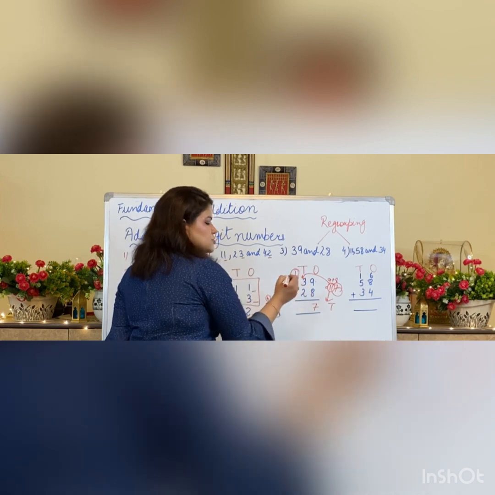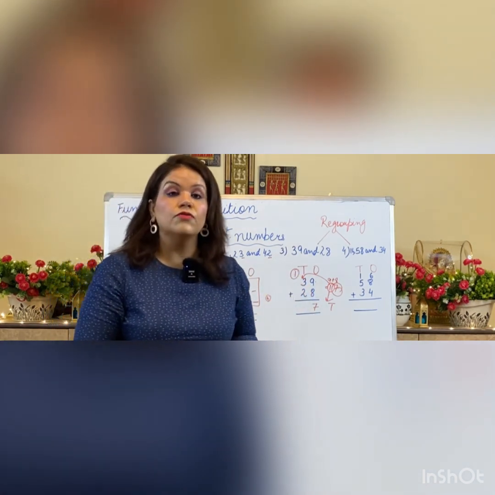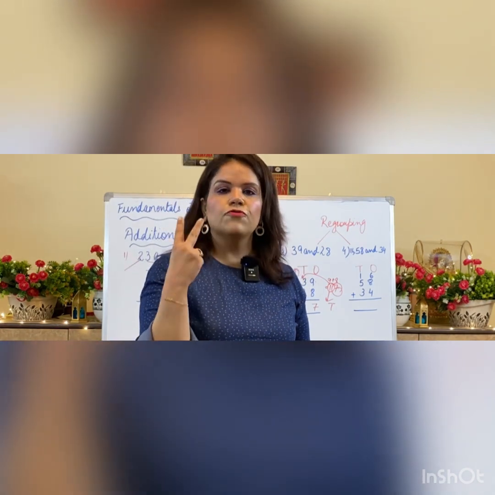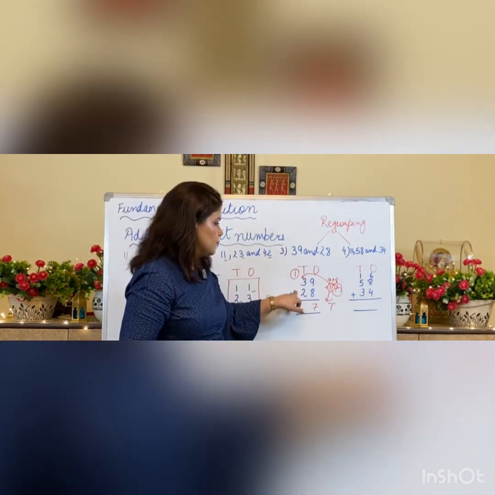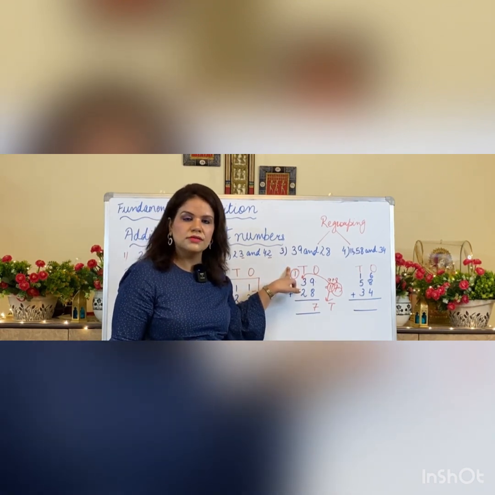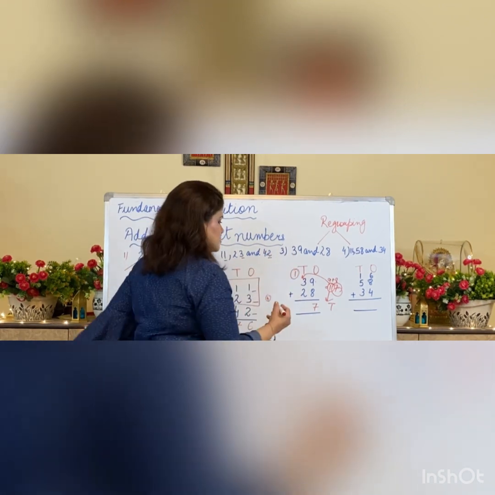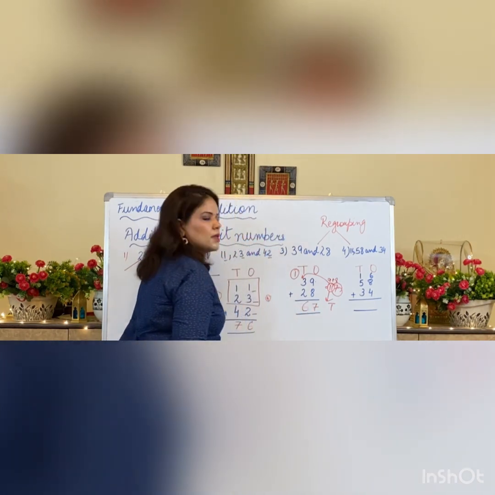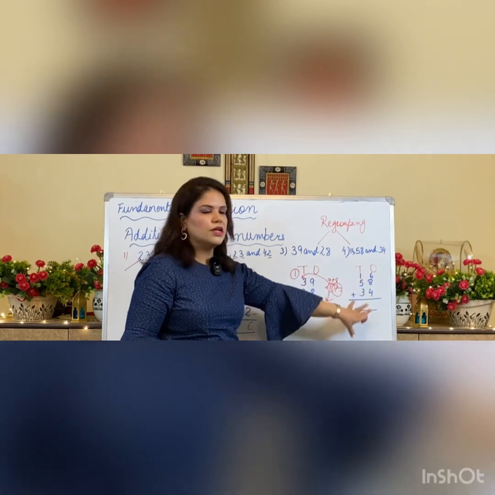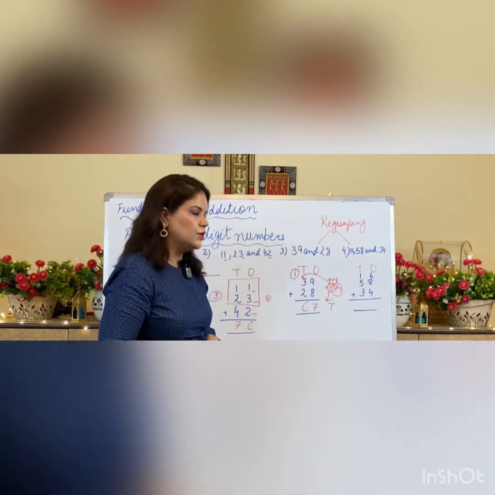Now 3 plus 2. First I will solve whatever numbers are given in the tens column. 3 plus 2, 4, 5. 5 up to here, and 1 is my carryover. So what will be the answer? 5 plus 1, 6. So 67 is my answer. Clear? Next, if I am taking 3 numbers in regrouping, how will I be doing it?